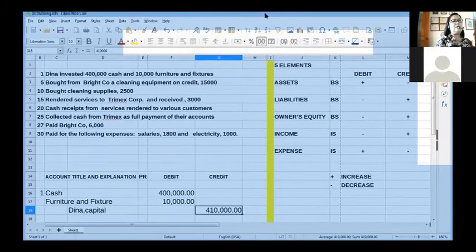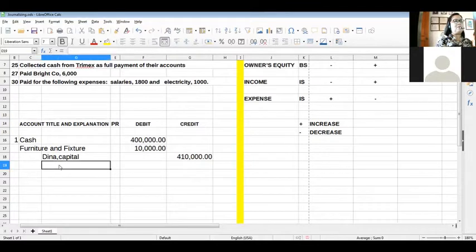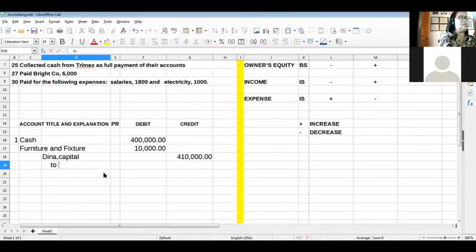So, let's move forward. O bakit siya may explanation dito? Kasi dapat lalagyan mo siya dito ng explanation. To record investment.